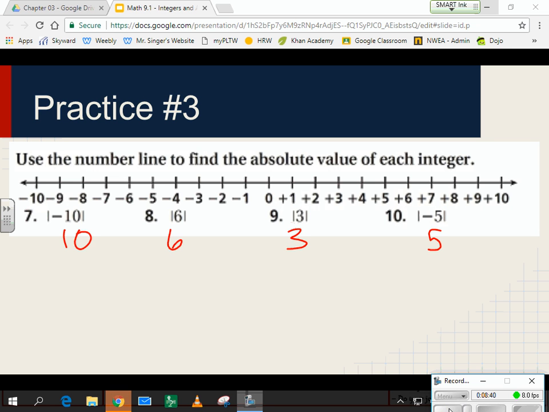So here are the answers you should have gotten. For absolute value of -10, it's 10. Okay? Just get rid of the negative symbol. For number 8, the absolute value of 6 is 6. For 9, the absolute value of 3 is 3. And for 10, the absolute value of -5 is 5. All of these, that represents how far away each number is from 0.